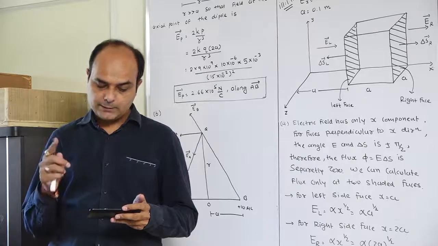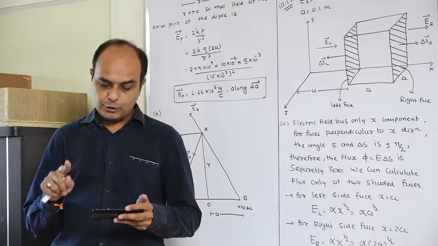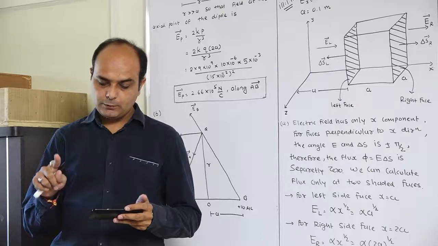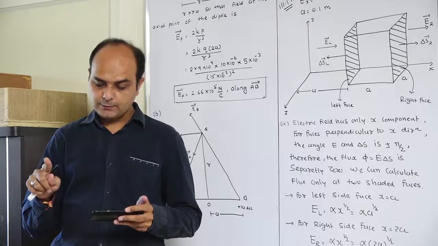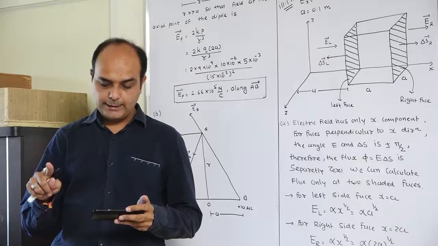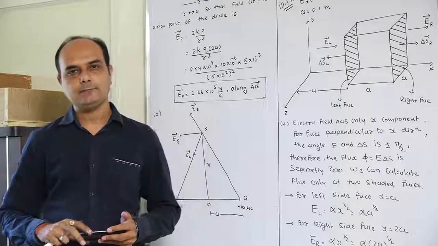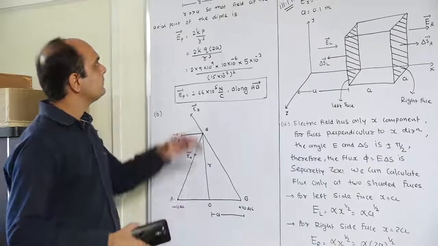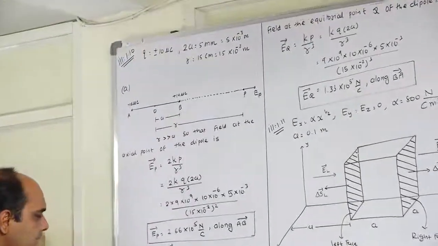Now the next question, B. A point Q is 15 centimeter away from O on the line passing through O and normal to the axis of the dipole, as shown in figure B. So this is your figure A and this is your figure B.